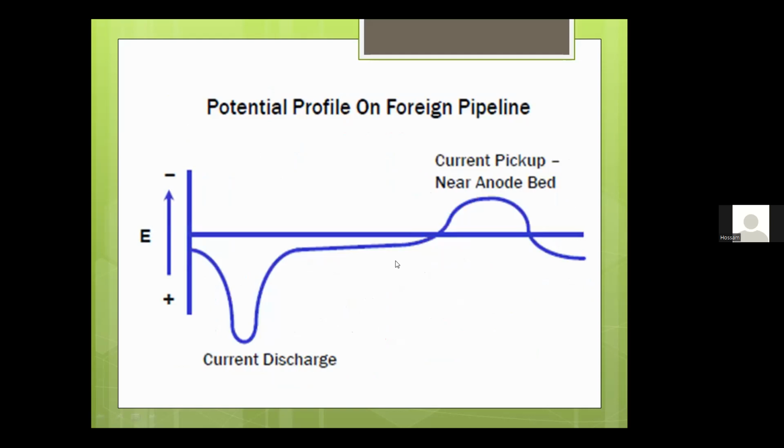When we make close interval potential surveys, points which have a positive shift in the potential represent current discharge points, and points which have more negative potential represent current pickup points.